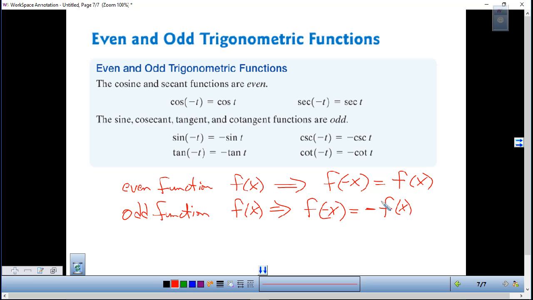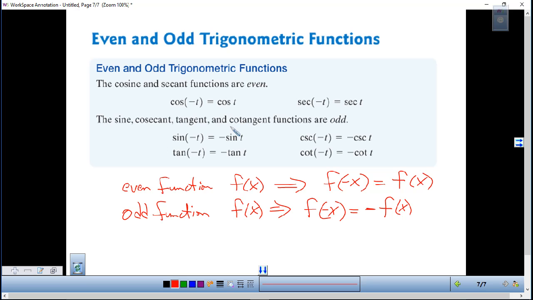Now, taking that into our trig functions, the cosine and secant functions are even. So if we plug in a negative t, we're going to get exactly the same value as if we had plugged in just plain old t. Secant is even because it is based only on cosine. Remember, it's just the reciprocal of cosine. So it behaves the exact same way cosine does.